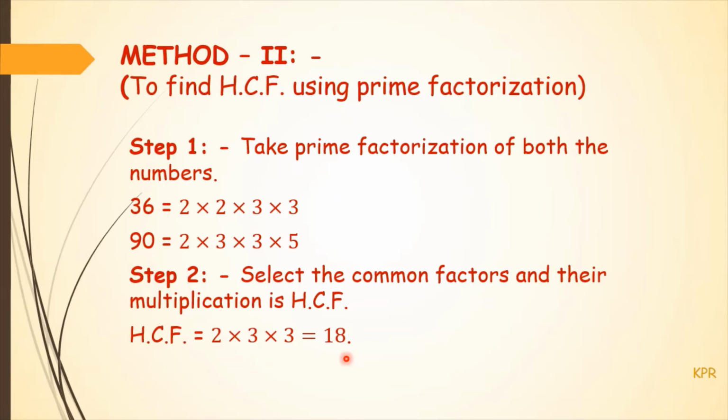In the first method, we listed down all the factors of the given numbers. But when the numbers are very big, listing down all the factors sometimes becomes difficult. So in such a case, this method 2 is useful for finding out HCF.